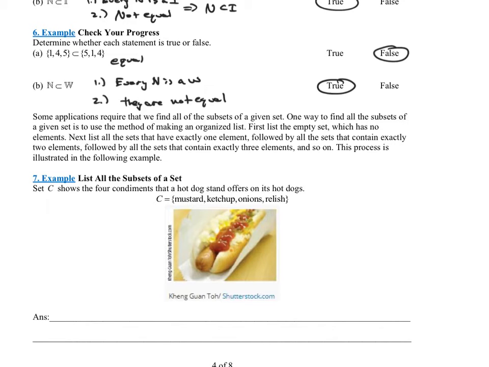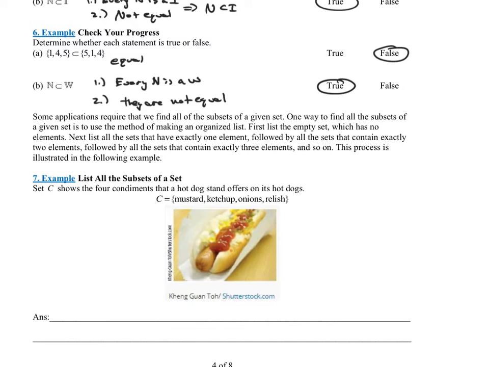It says some applications require that we find all the subsets of a given set. One way to find all the subsets of a given set is to use a method of making an organized list. First, list the empty set, which has no elements. Next, list all the sets that have exactly one element, followed by all the sets that contain exactly two elements, followed by all the sets that contain exactly three elements, and so on.